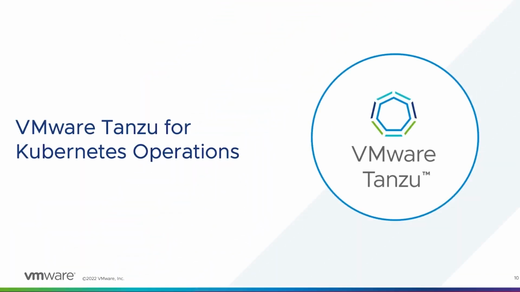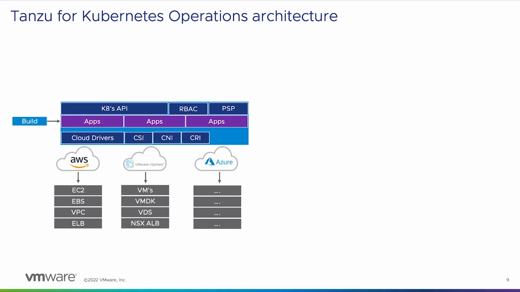Let's take a look at VMware Tanzu for Kubernetes Operations. Tanzu for Kubernetes Operations is a solution that will help you build, manage, and secure Kubernetes clusters across different cloud infrastructure endpoints. On day zero, it will help you build consistent Kubernetes clusters across multiple cloud environments with the right kind of drivers needed to bring up the Kubernetes API, bringing in operational efficiency.